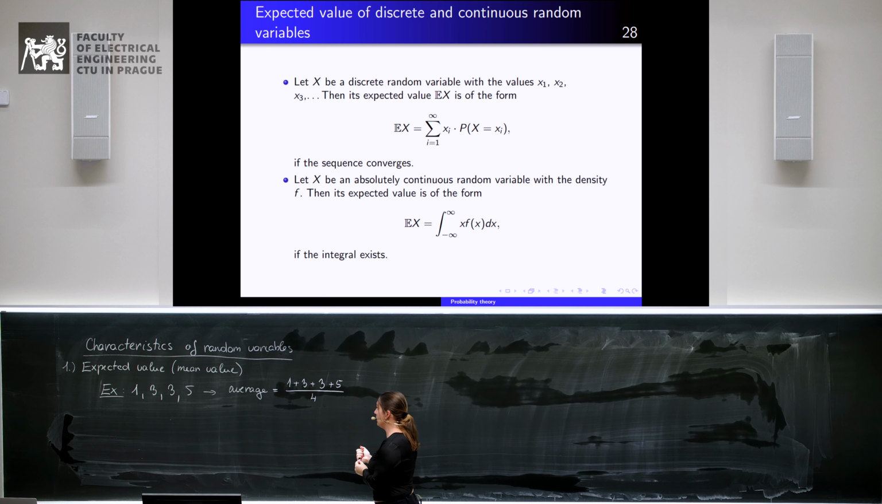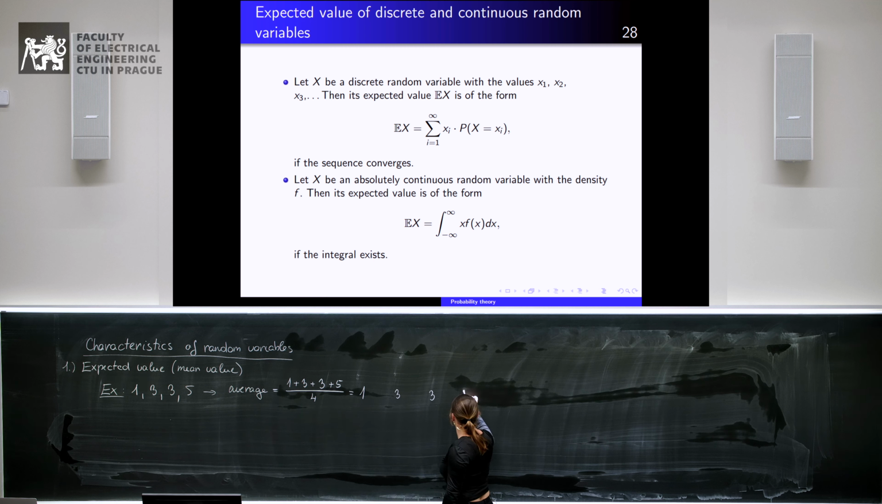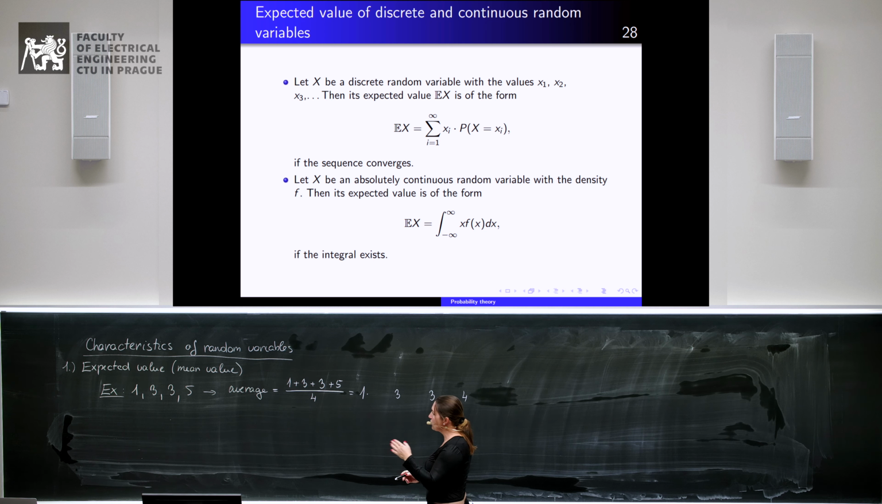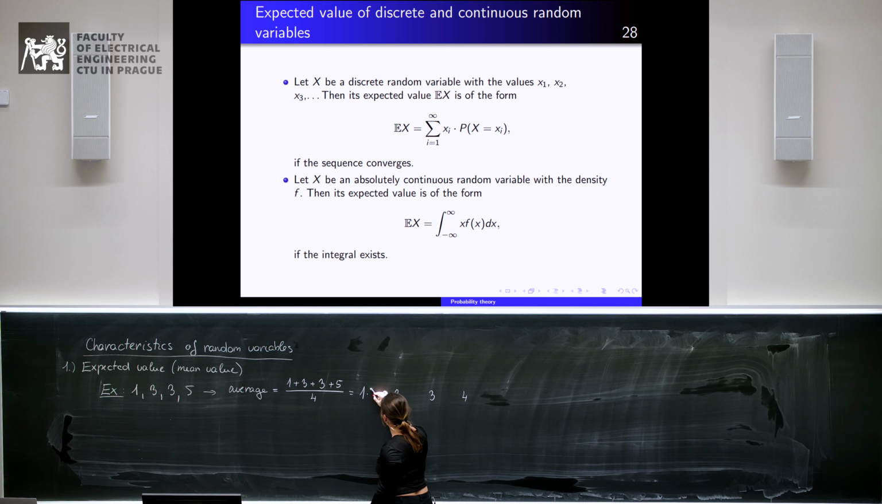What we in fact did, we took all these numbers and we gave them the weight 1/4, because we have 4 numbers or 4 balls in the box. So each of these balls, I cannot say value because we have the value 3 twice, so each of these balls in the box has the weight 1/4.